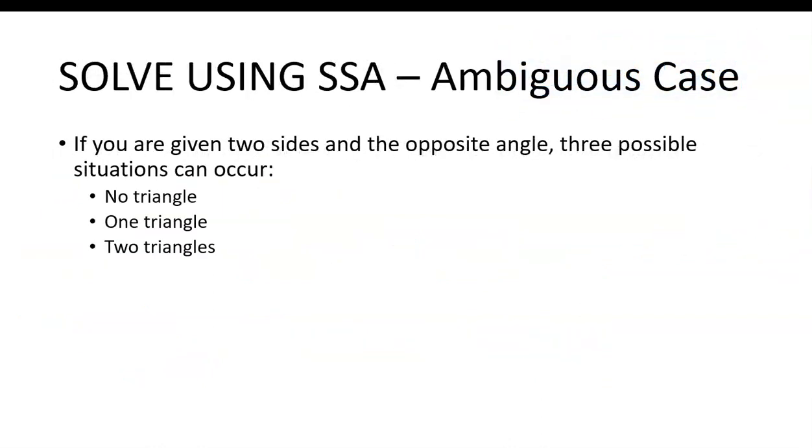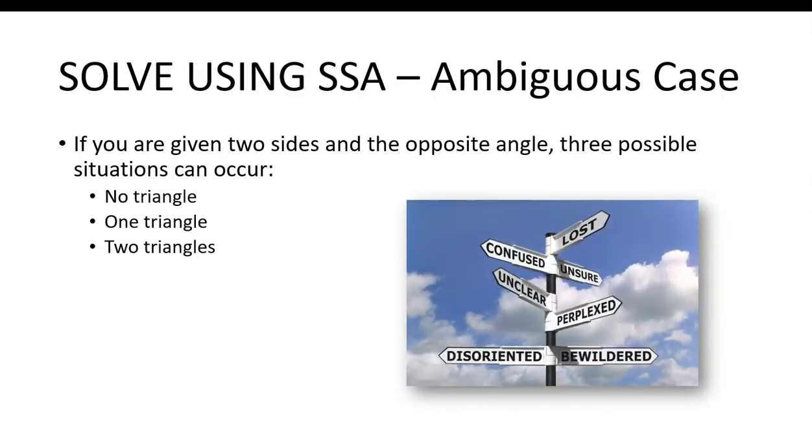Okay, now we're going to do one called the ambiguous case. The reason why this one's called the ambiguous case is because it's the time that we're going to have the SSA. The problem with the ambiguous case is a whole bunch of things can happen. Either you can have no triangle, you can have one triangle, or you could even have two triangles. So this one can be a little bit confusing because you're going to have to do a little bit of work first to even see how many triangles you have.